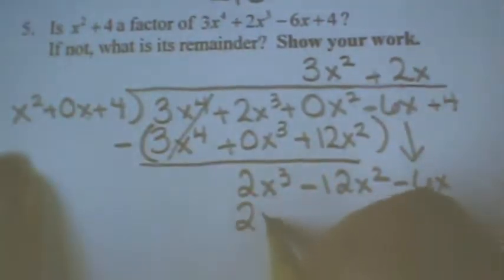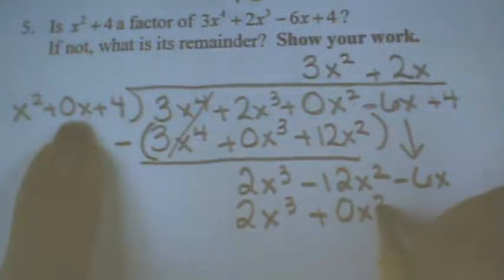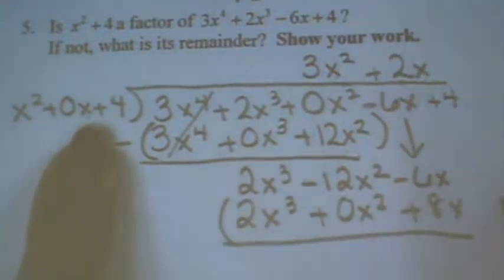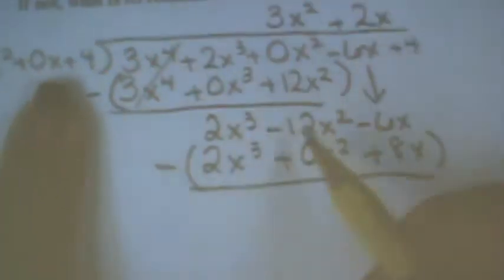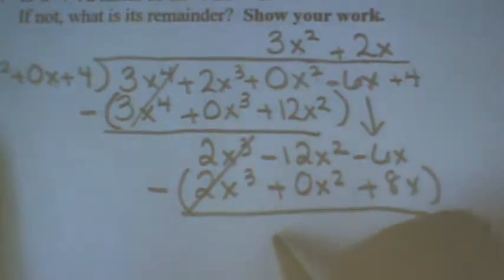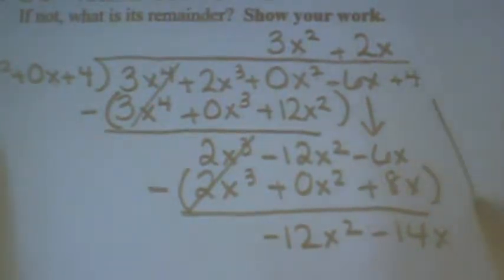I get 2x cubed plus 0x squared and then plus 8x. What do I do with this? I subtract it. These are going to cancel. -12x squared minus nothing is -12x squared. And -6x minus 8x is -14x. Bring down 4.